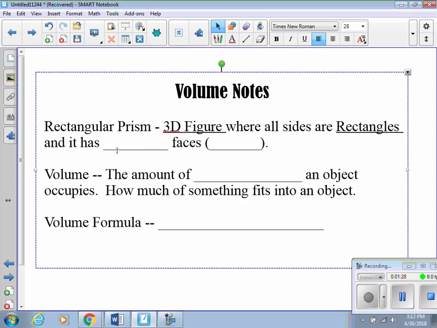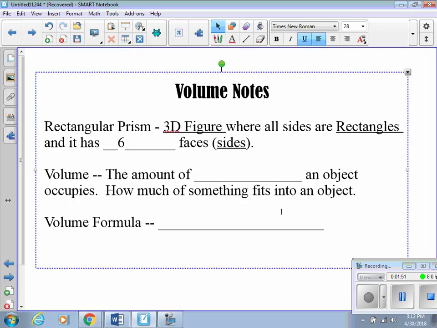have 6 faces. And faces, you'll see the word faces more often, but really faces is just a fancy word for sides. So if I say, how many faces does a rectangular prism have, your answer is 6. Or if I say, how many sides does a rectangular prism have, your answer is still 6.